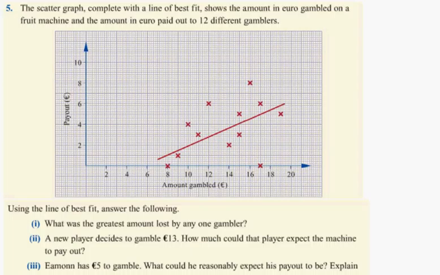So guys, what we can see is that the amount gambled, the more you gamble, the more payout you get in general. Would you agree with that? Yes. Yeah. So take this guy, he spent 16 euro and he got a payout of 8 euro. He made an 8 euro loss. This guy spent roughly 19 euro and he got a payout of 5 euro.